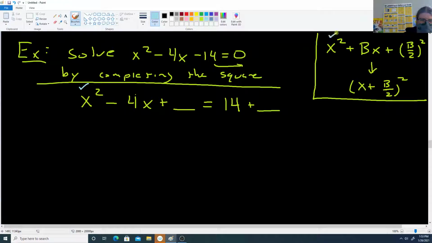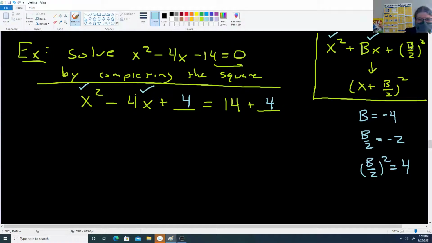So they do. So far they match. The next thing, we've got negative 4x here. That's supposed to pair up with bx. Well, if b equals negative 4, then the middle terms match. Now I need to figure out what (b over 2) squared is. So if b is negative 4, then b over 2 is negative 2. And (b over 2) squared, the value I'm looking for, negative 2 squared is 4. So I'm going to put a 4 in the blanks here.